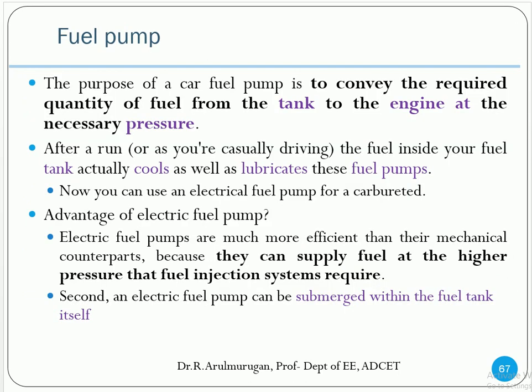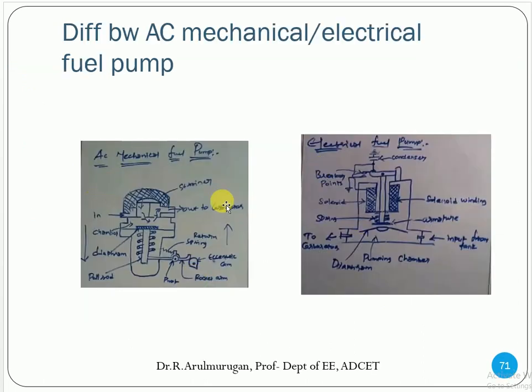Generally there are two types of fuel pump. One is mechanical oriented, and the other is the electrical oriented fuel pump. The fuel pump is connected between the carburetor and the petrol tank. The purpose of this pump is to give more pressure, high pressure, because the high pressure force is needed.